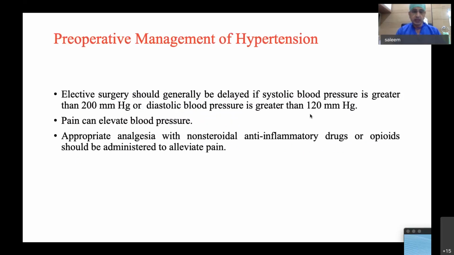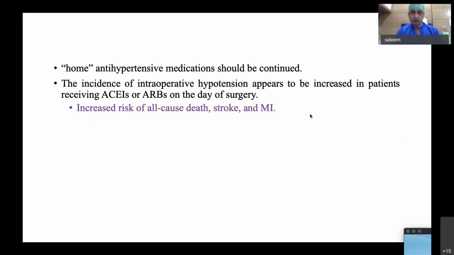Preoperative management of hypertension. Elective surgery should generally be delayed if systolic blood pressure is greater than 200 mmHg or diastolic blood pressure is greater than 120 mmHg. Pain can elevate blood pressure. Appropriate analgesia with non-steroidal anti-inflammatory drugs or opiates should be administered to alleviate the pain. Home antihypertensive medication should be continued.